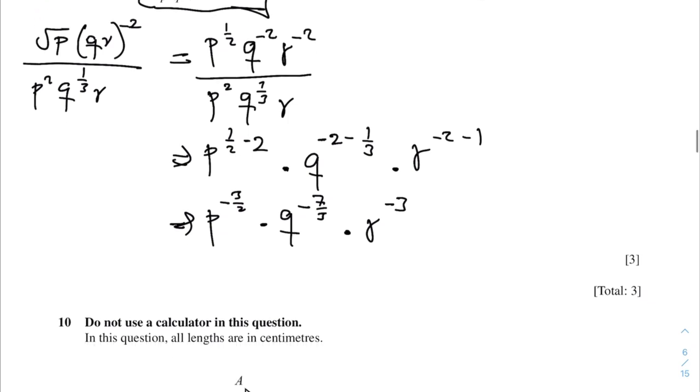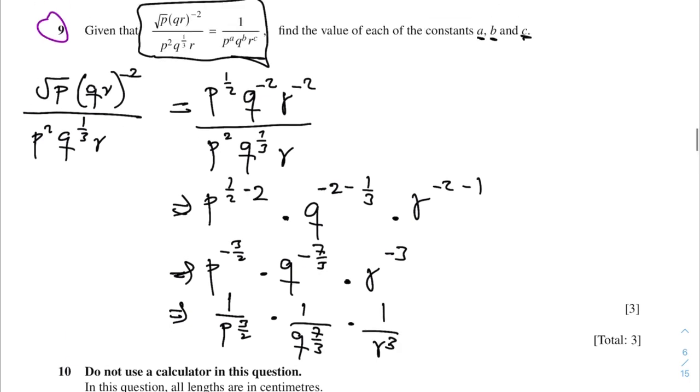Okay. Now, note that when you have a power that is negative, it basically means 1 over P to the power 3/2. And then this will be 1 over Q to the power 7/3. And this will be 1 over R to the power 3. Since they are all multiplying now, we can conclude that our answer is 1.